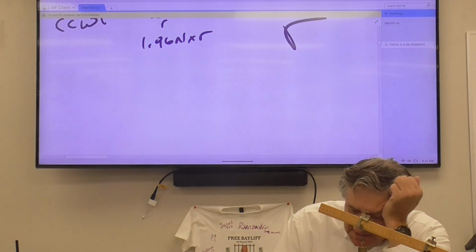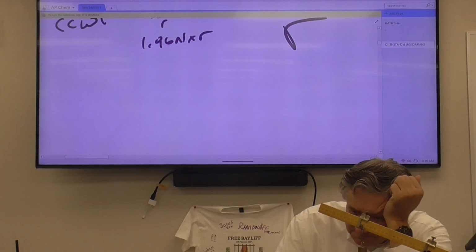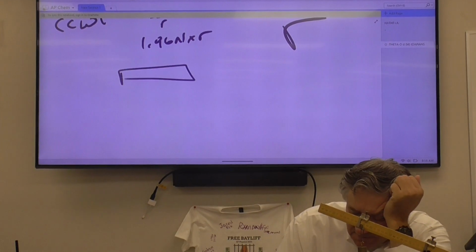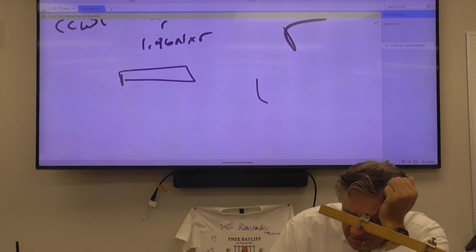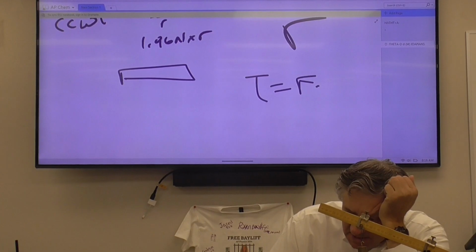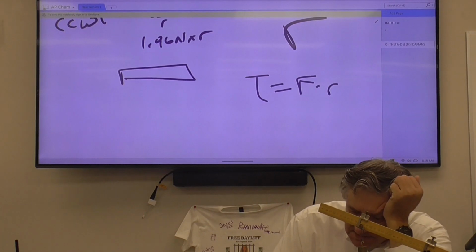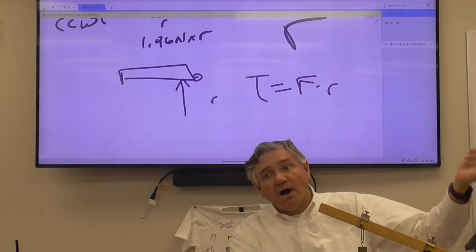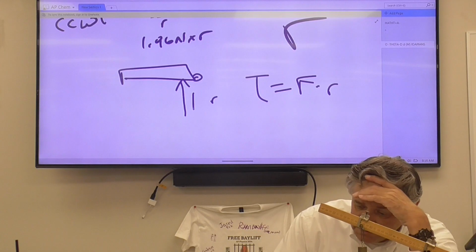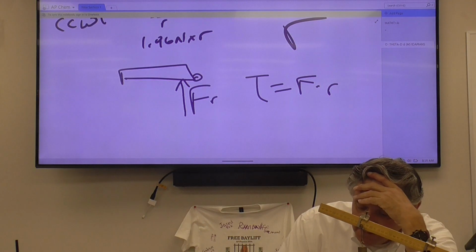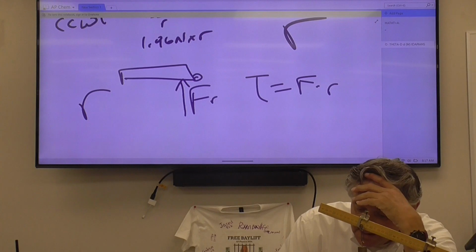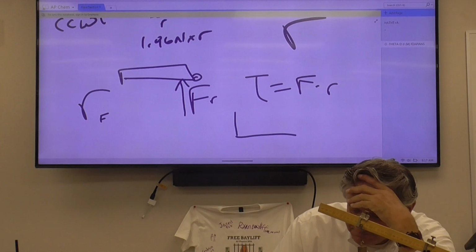So if you're looking at trying to open up that door, here's the door. We said torque equals force times radius. Let's say here are the hinges. If I push right there, I'm going to have a smaller radius, but that's going to require a greater force. If I'm out here, I've got a bigger radius with a smaller force.